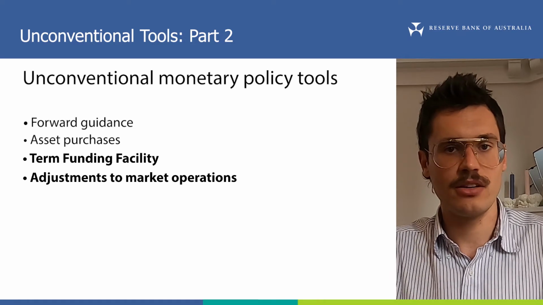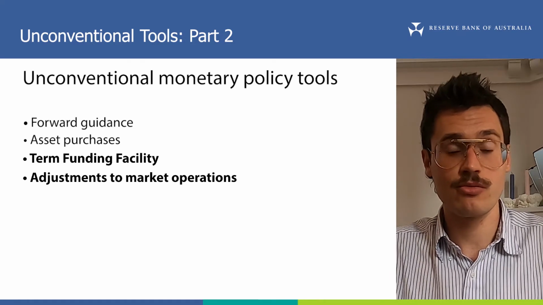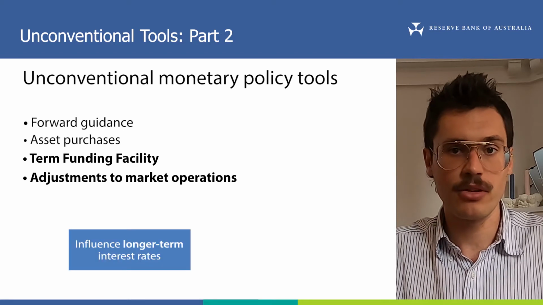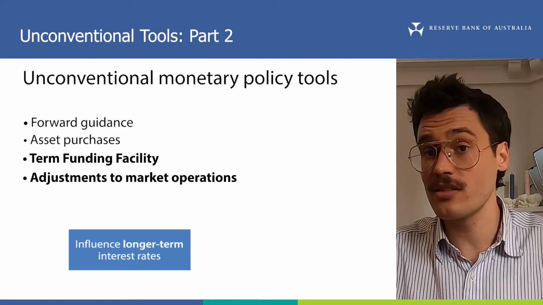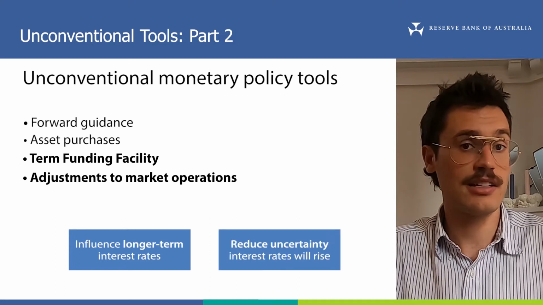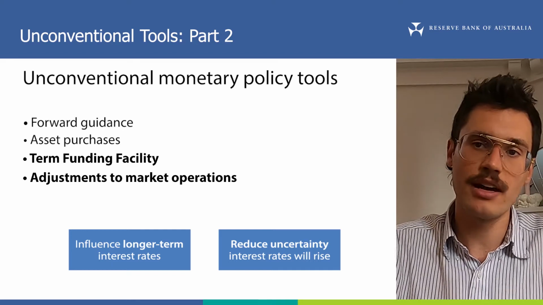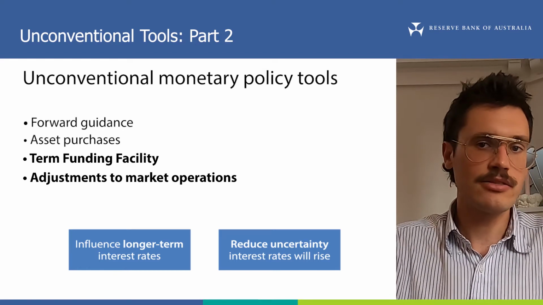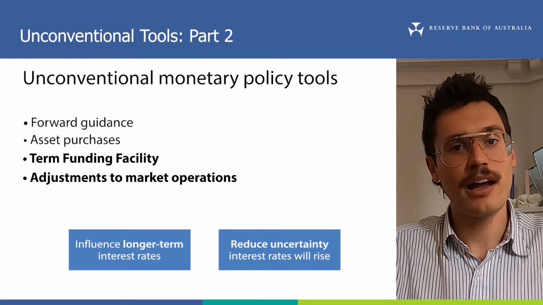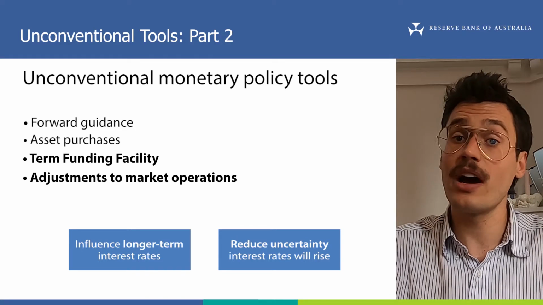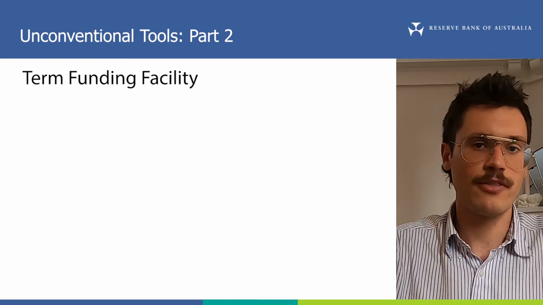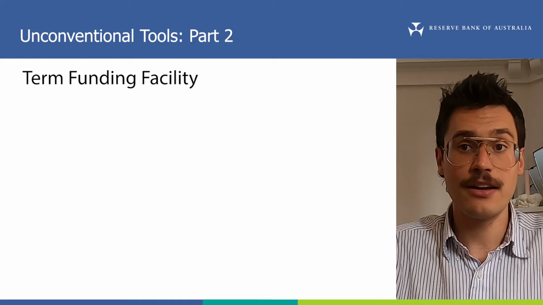Remember, in the previous videos, we learned how unconventional monetary policy tools work by influencing longer-term interest rates, both directly and through expectations about future short-term interest rates, and also by reducing the uncertainty that interest rates might rise in the future. These are relevant for the policies we will discuss in this video as well. However, as we'll see, these policies also serve other important functions. So let's start with the term funding facility, or what we call the TFF.